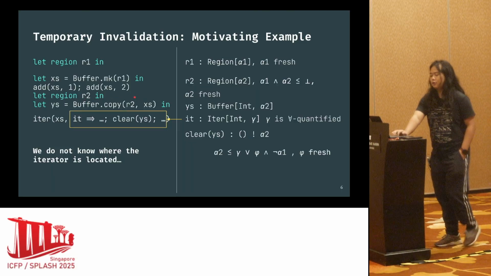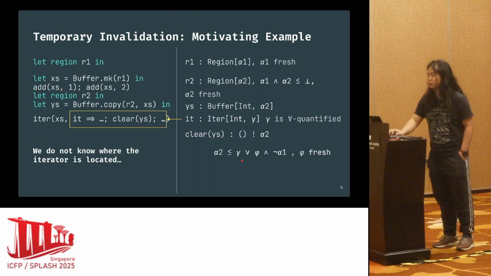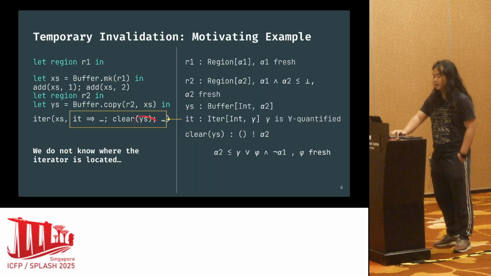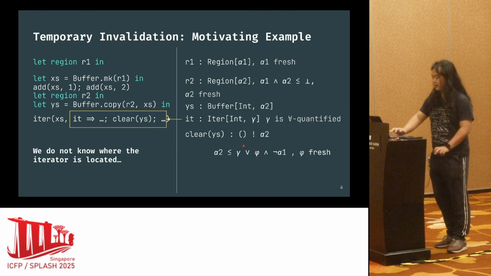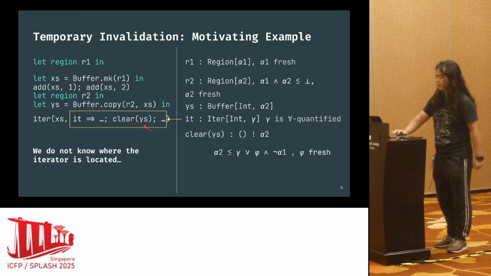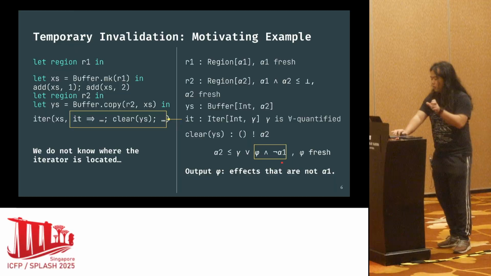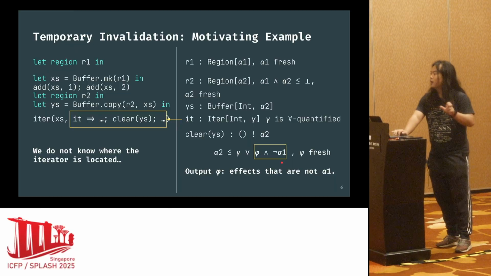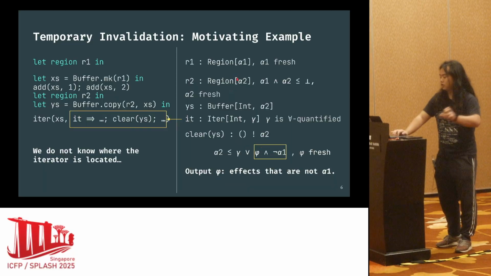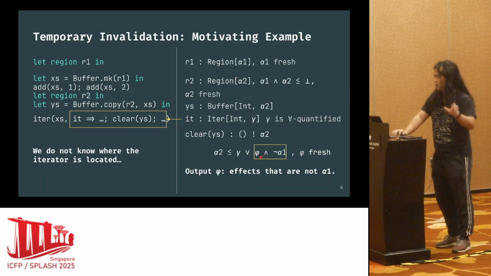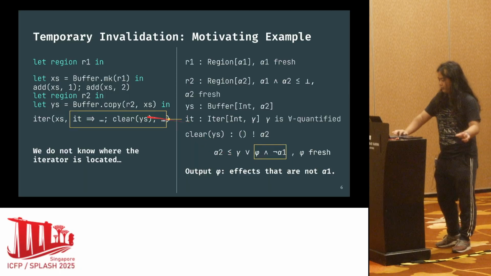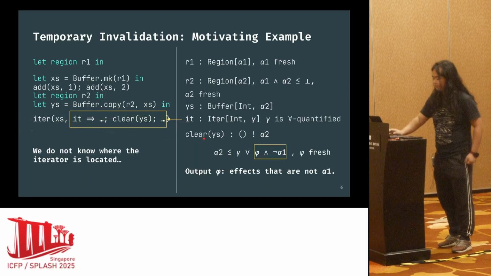And to guarantee the temporary invalidation safety, we must satisfy this subtype constraint. The left-hand side is the effect of the function body, alpha2 here. And the right-hand side is either gamma, which means that we can freely use the iterator inside the function body, or a fresh effect type variable phi that is not alpha1. That means that when we're iterating over the xs, we cannot touch the corresponding region. So we will also output this phi for the effects of the whole application.